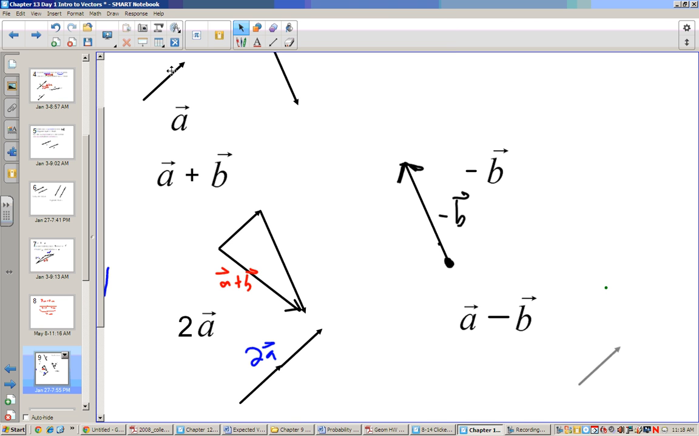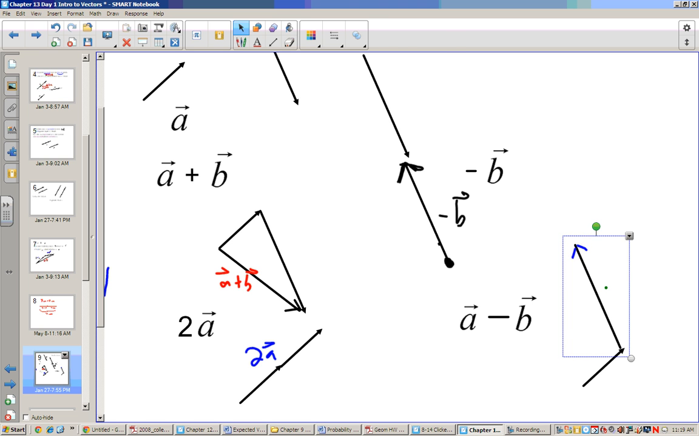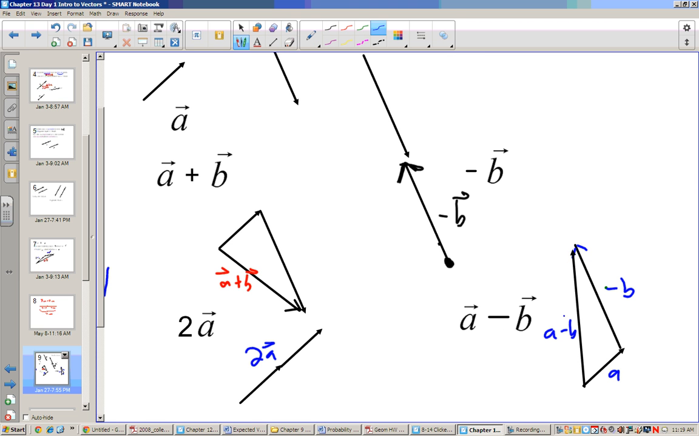Now A minus B, that's like A plus negative B. So I would take A and my negative B, if I could spin this around. So what I'll do is I'll go up in this direction. So that would be my negative B. So I'll take this whole thing, put it at the end. So I have A, negative B. And so we go from the beginning of A to the end of negative B. And that's A minus B.